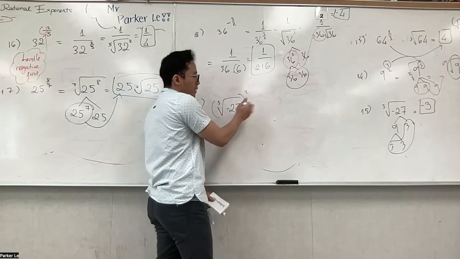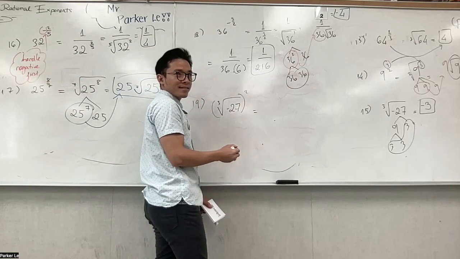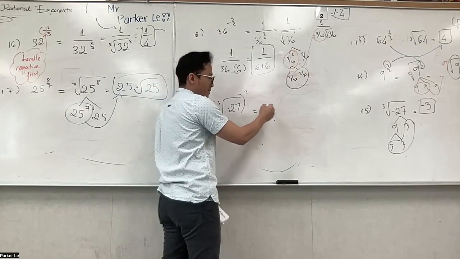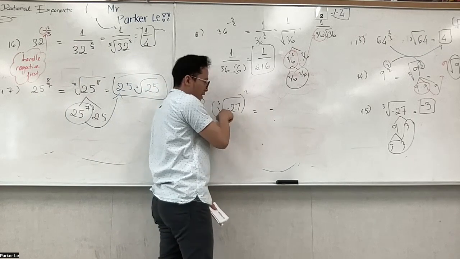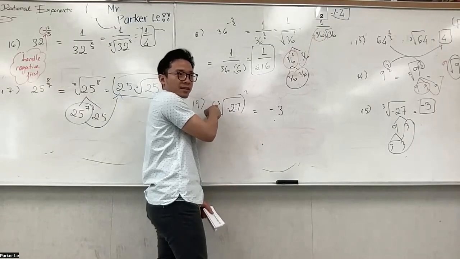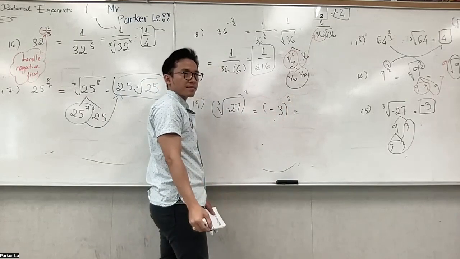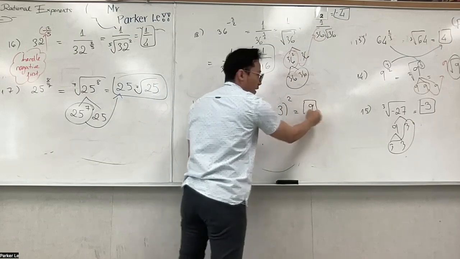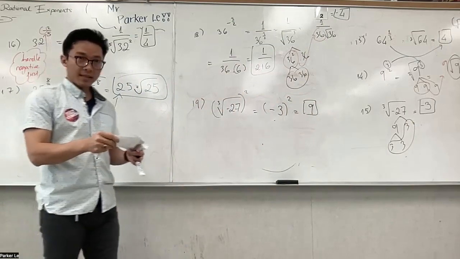This is actually easy. Let's do the inside first. What is the cube root of negative 27? What is the cube root of 27? A 3, right? And then this is negative, so you put negative 3, because the root power is odd, so you can do it. And then what is negative 3 squared? Positive 9, because it's squared. That's it.